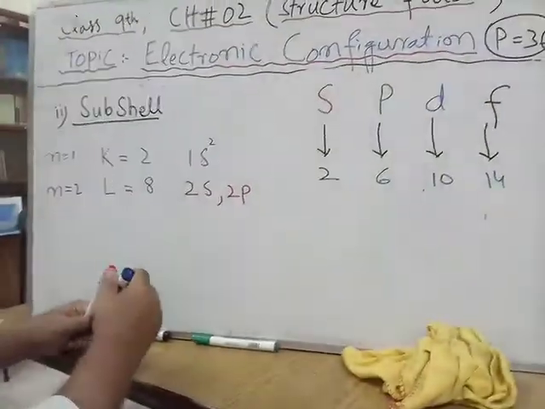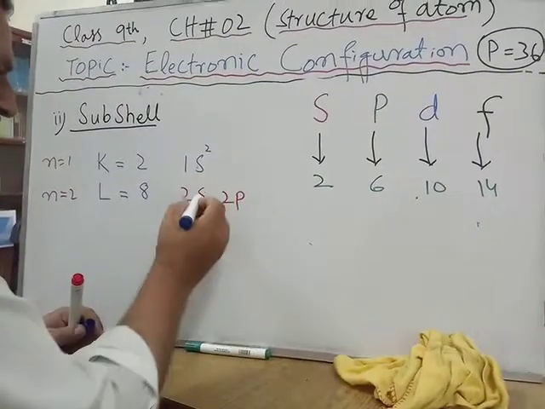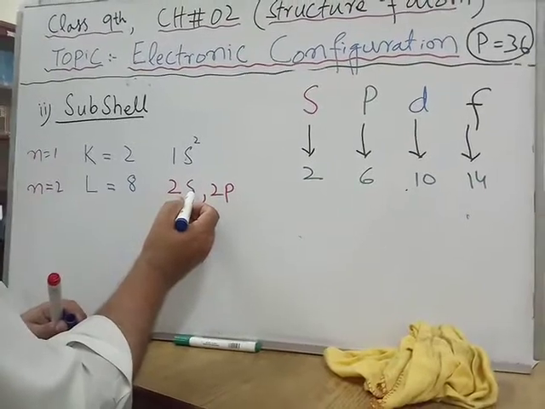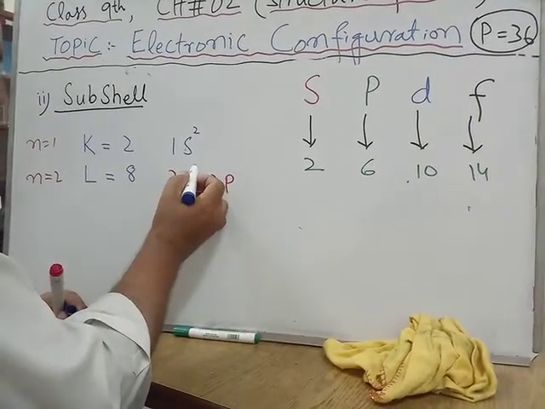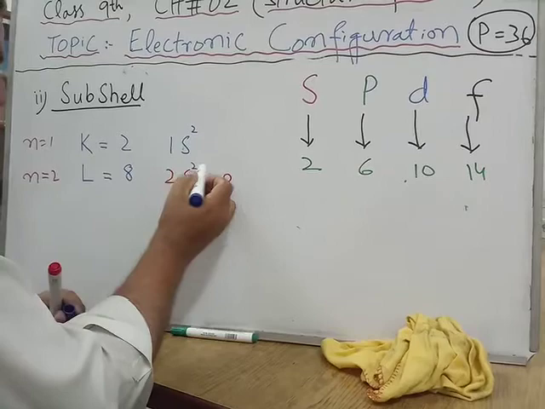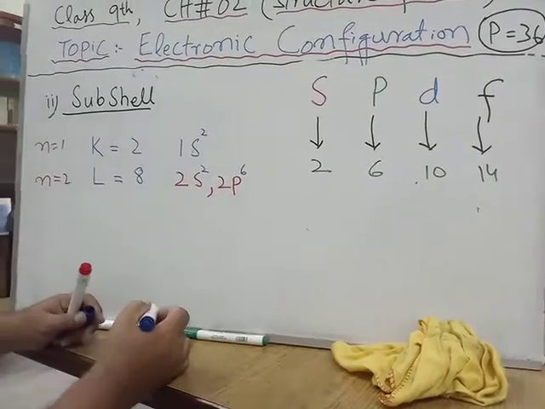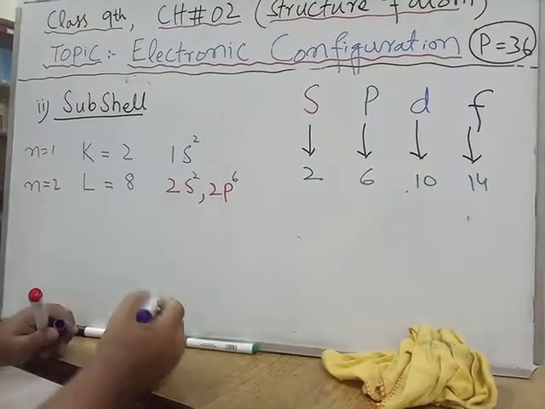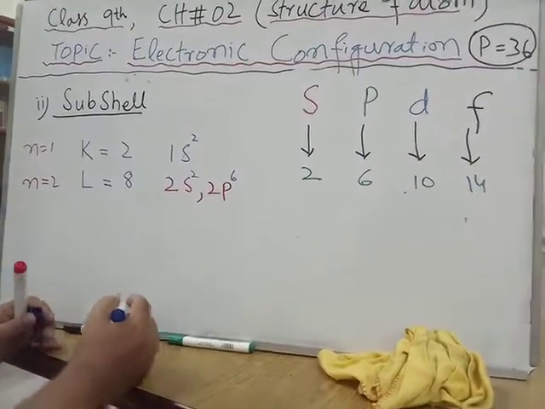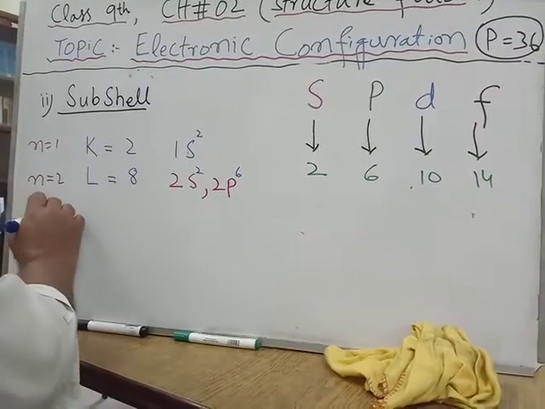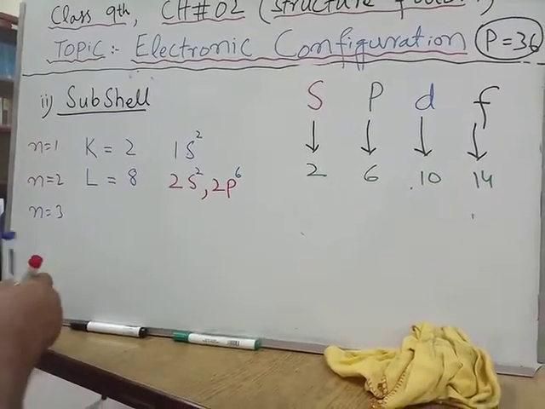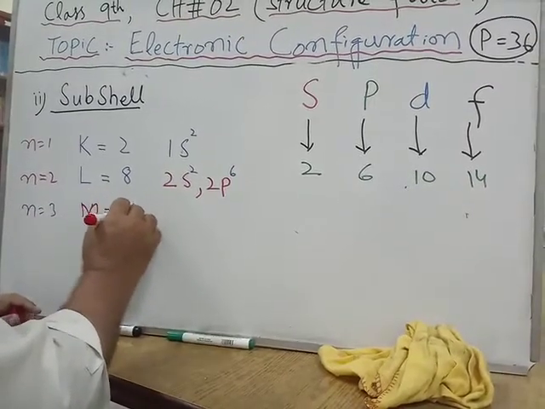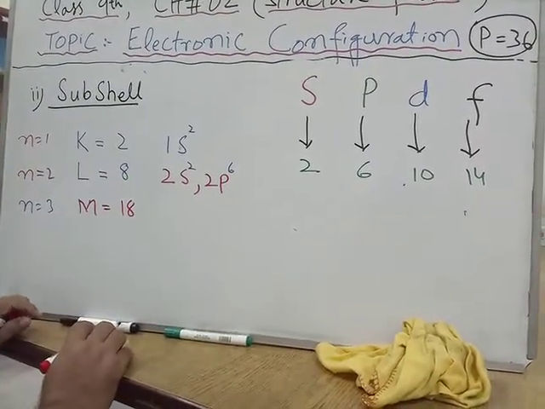So S again can accommodate... This represents the number of the shell, this is the type of subshell, and the superscript represents the number of electrons. So 2s2, 2p6: 2 plus 6 equal to 8 electrons. Similarly, if we take n is equal to 3, this is called the M shell. It can accommodate a maximum of 18 electrons.